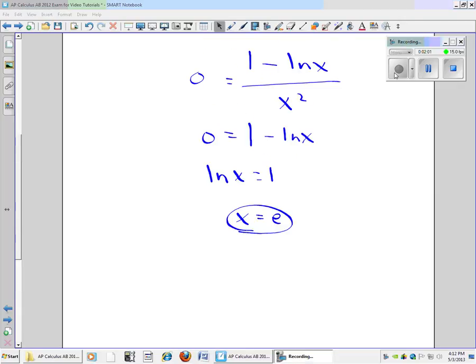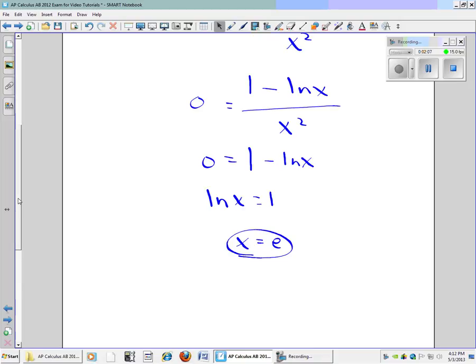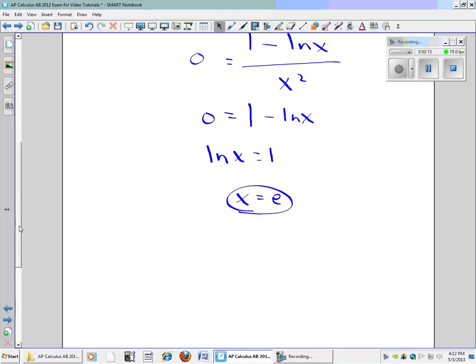Now we know that x equals e is a possible relative min or max. How can we tell whether it's a maximum or a minimum? Well, we can look at the second derivative and consider the concavity at that point. So the first derivative of f of x is 1 minus ln of x divided by x squared.